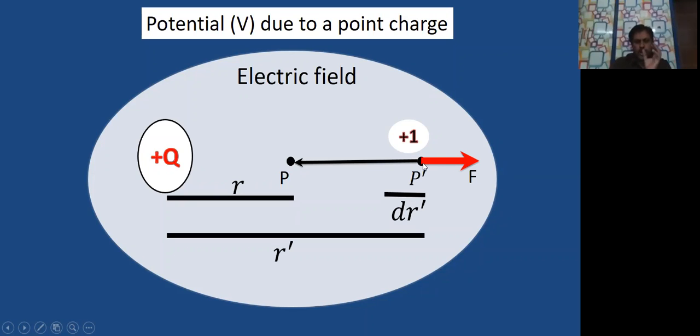Now tell me all of you, if I have to move it against the force, I should do some work or not? Yes, definitely I have to do some work. So there is going to be some work done in moving this plus 1 coulomb by this small distance dr dash. So I am going to calculate that value.